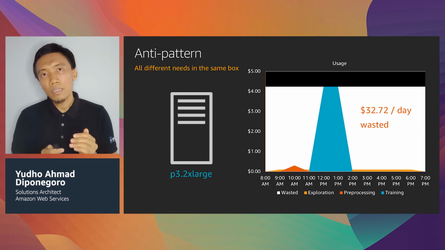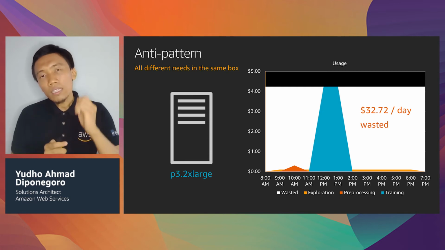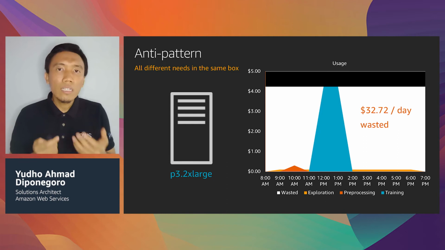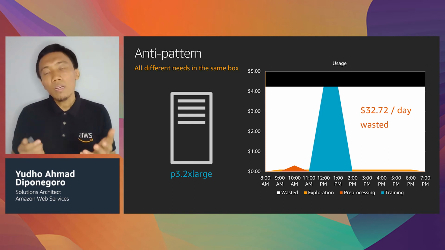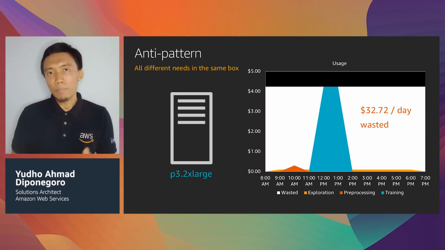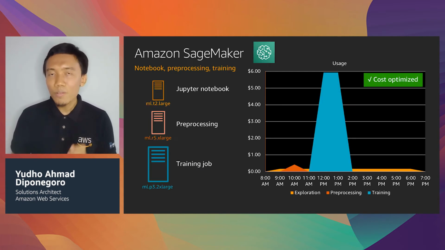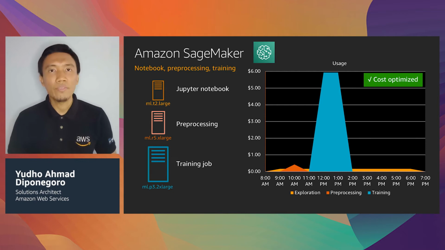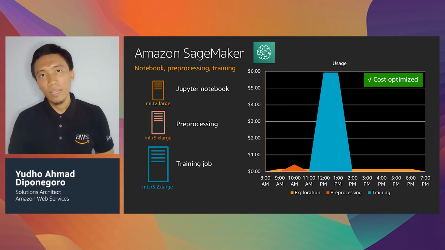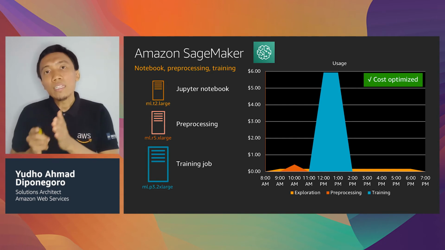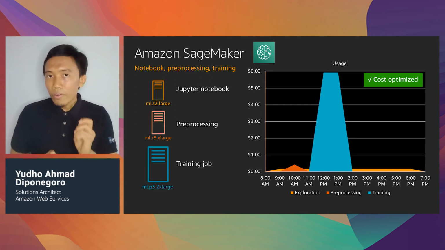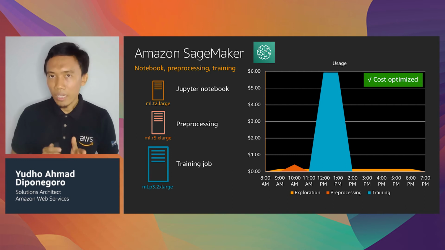This is an anti-pattern because we run different activities that require different resources on an always running box in the same box. So what would be the better way? The better way is to run different activities that require different resources in different machines and only get billed when the job is running. For this, you can use SageMaker on AWS.